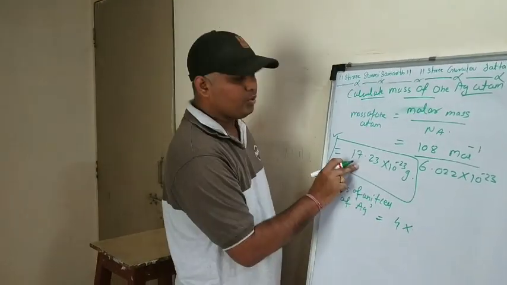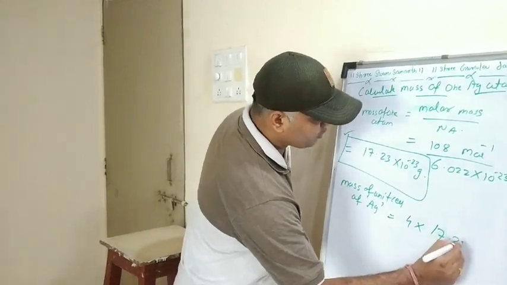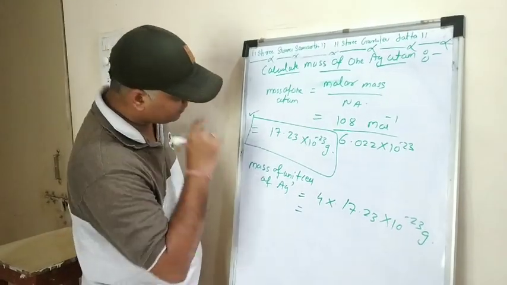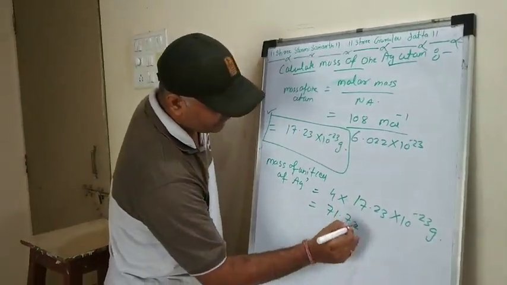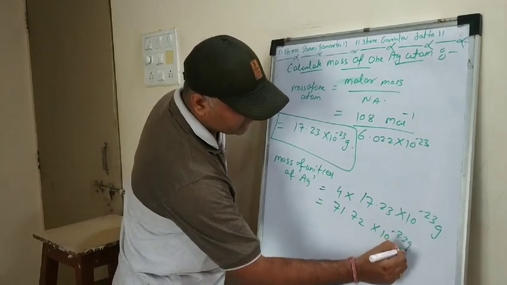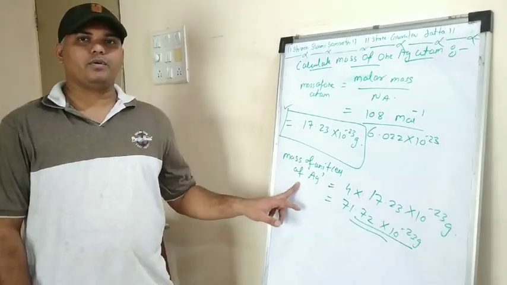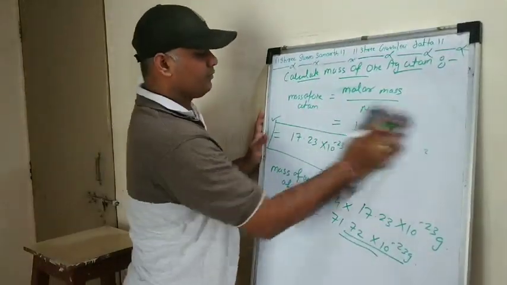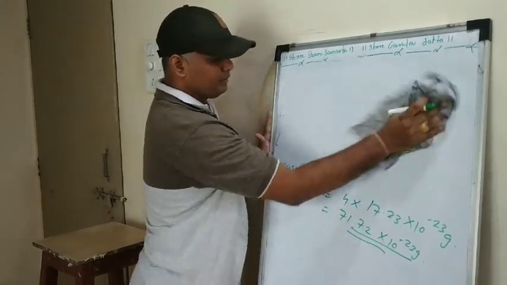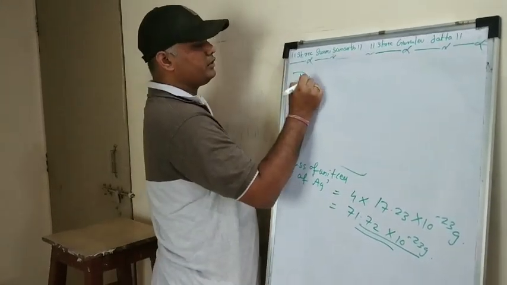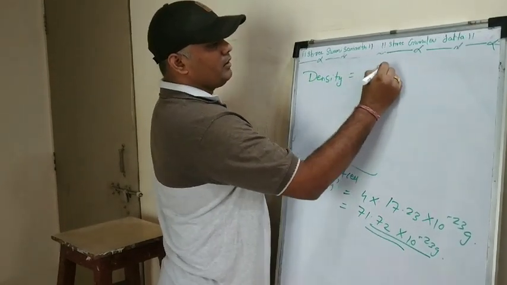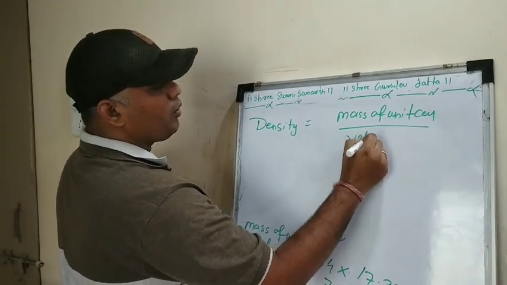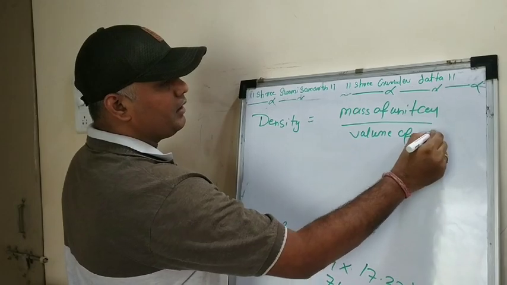So 4 into 17.23 into 10 raised to minus 23 gram. So that will be equal to 71.72 into 10 raised to minus 23 gram. So right, we have got the mass of a unit cell. We have got the volume of a unit cell. Now let's solve it. Now finally, we will calculate the density. So density formula is mass of a unit cell divided by volume of a unit cell.